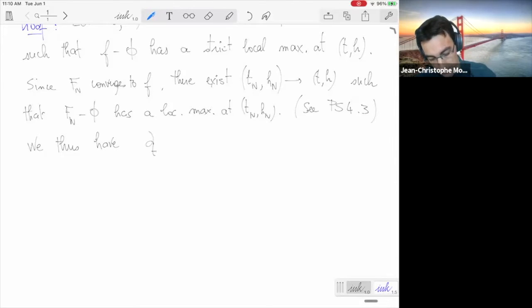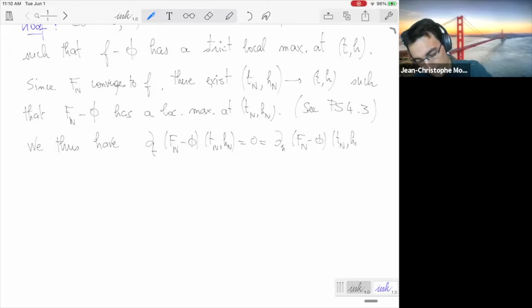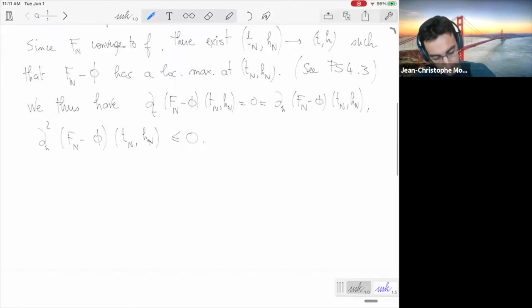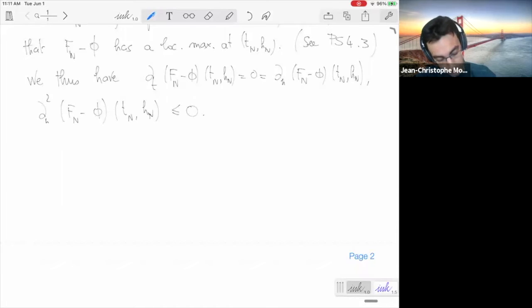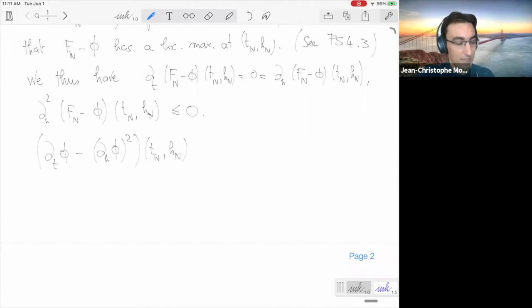So let me say: d_t of f_n minus phi at t and h_n equals 0, and it's the same with the h derivative. And the second derivative is non-positive. So we want to understand the behavior of the equation, but computed at the smooth test function. So I want to understand this. Well, technically, I would like to understand at t, h, but first I do it at t and h_n.